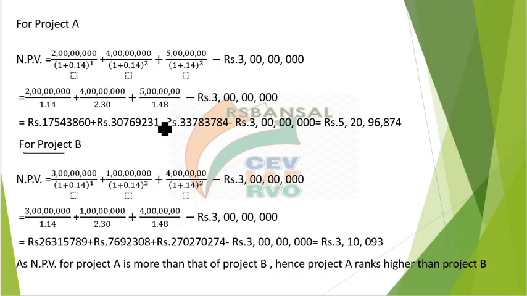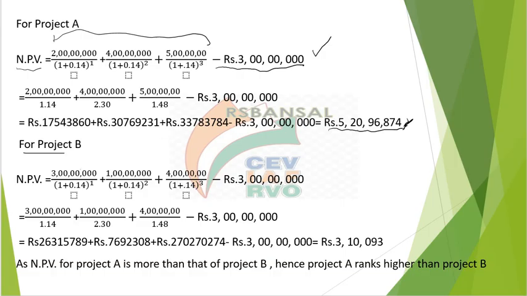Similarly, 4 crore divided by 1 plus 0.14 raised to power 2. Similarly, third year, 5 crore divided by 1 plus 0.14 raised to power 3, and we deduct the initial outlay, which is 3 crore, from this present value. So this will give you the net present value. If you calculate it, it will come out to be rupees 5 crore 20 lakh 96,874.